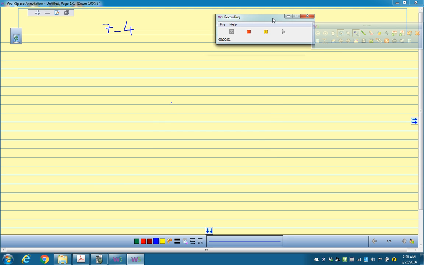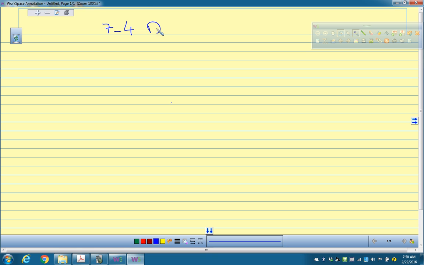Okay, this is called dividing radical expressions. So this is real similar to multiplying radical expressions, except we're dividing radical expressions, but some of the same rules apply to dividing radical expressions as apply when you're multiplying.